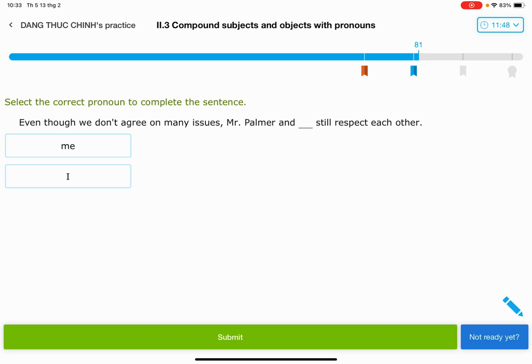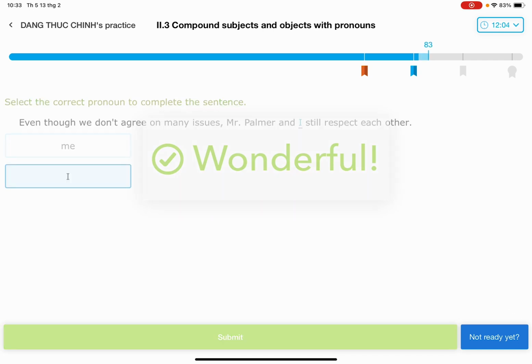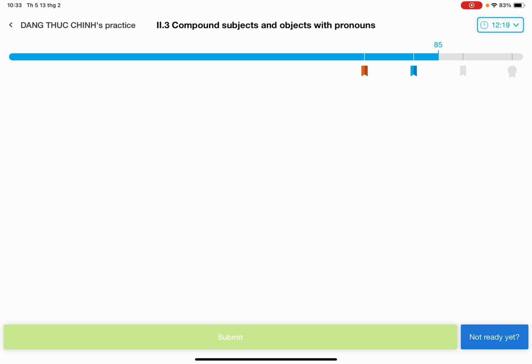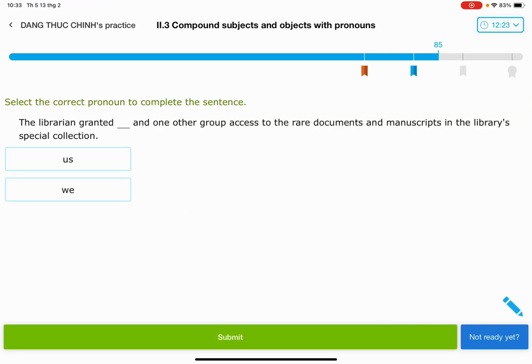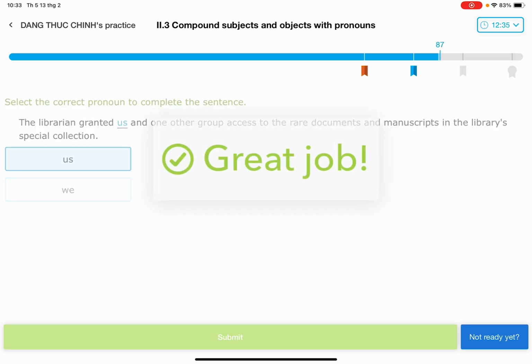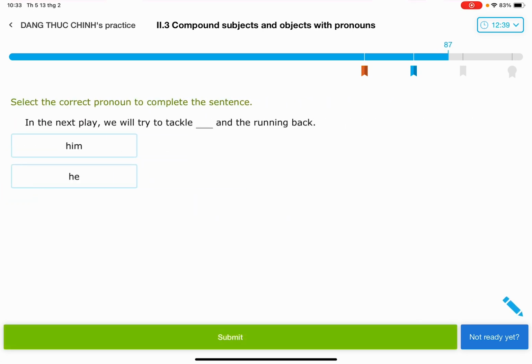Even though we don't agree on many issues, Mr. Palmer and I still respect each other. After the election results were reported, she and Edgar watched the winning candidate give an inspiring speech. The librarian granted us and one other group access to the rare documents and manuscripts in the library's special collections. In the next play, we will try to tackle him and the running back.